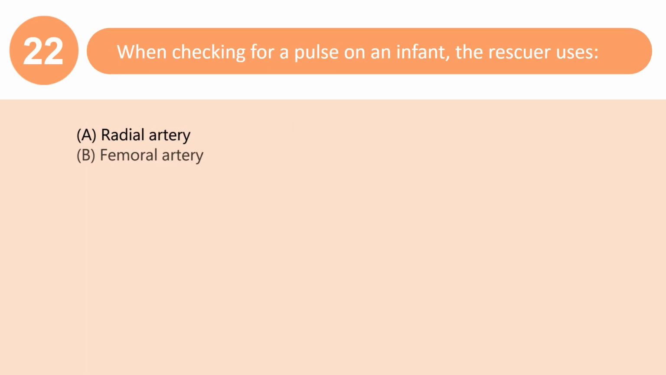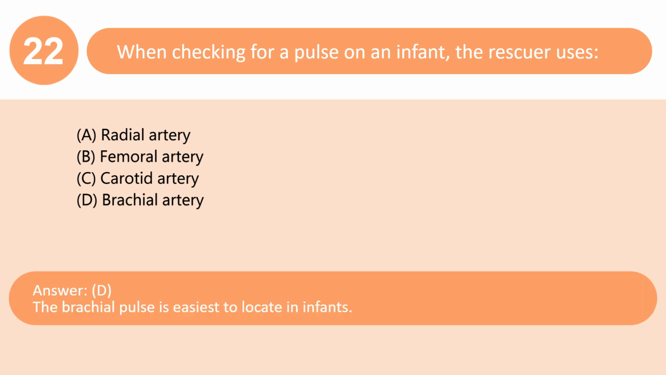When checking for a pulse on an infant, the rescuer uses: A. Radial artery. B. Femoral artery. C. Carotid artery. D. Brachial artery. Answer D. The brachial pulse is easiest to locate in infants.